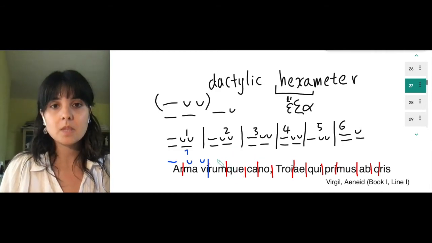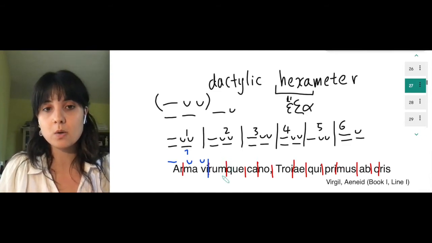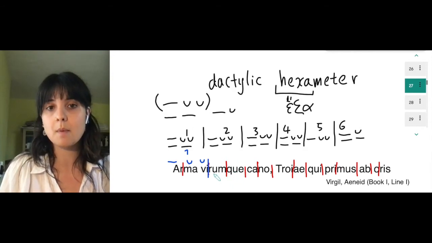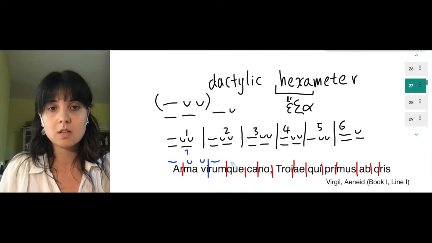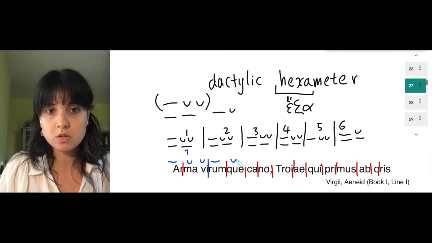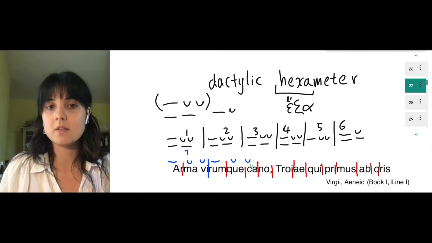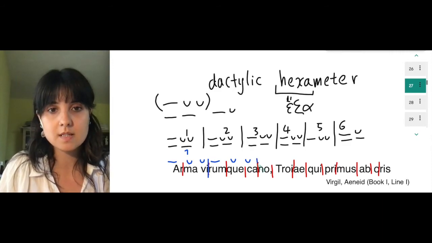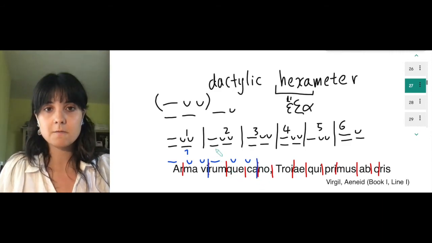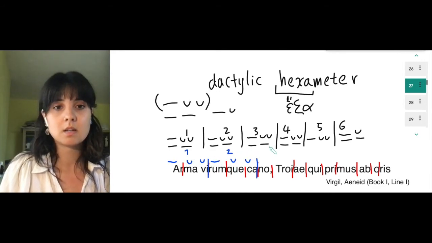The next one must be a long because it's the start of the foot, but also we know this because of the m and the q, two consonants which come after the vowel u. So rum is long, que is short, and the same deal with ca, because there is nothing which would mean that the syllable would be long. So this is our second foot. So let's put a number 2 up there. So far we have 2 dactyls.